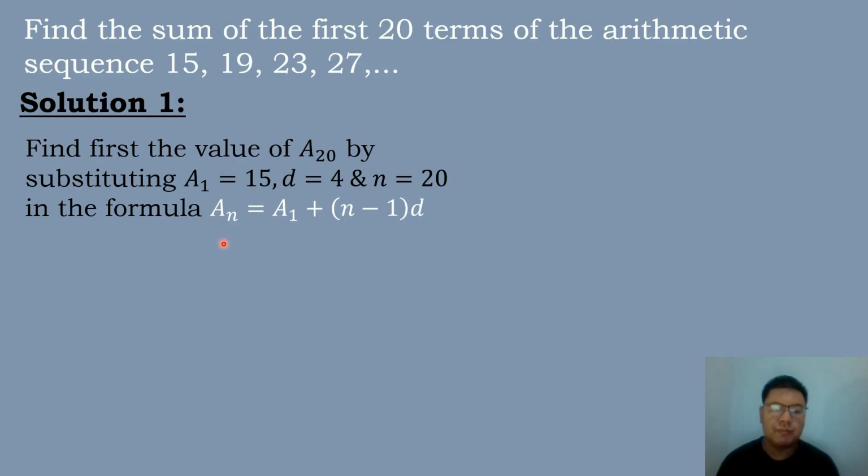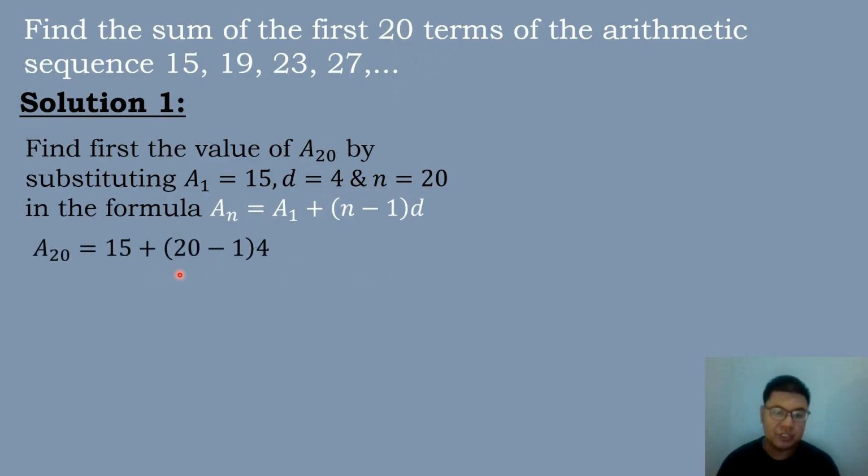So using solution number 1, we will find the value of the 20th term using the formula of the arithmetic sequence a sub n is equal to a sub 1 plus the quantity n minus 1 times the common difference, wherein a sub 1 is equal to 15, the first term, d is equal to 4, the common difference, by subtracting 19 minus 15, 23 minus 19, 27 minus 23, and that is equal to 4. And n is equal to 20, which is the number of terms.